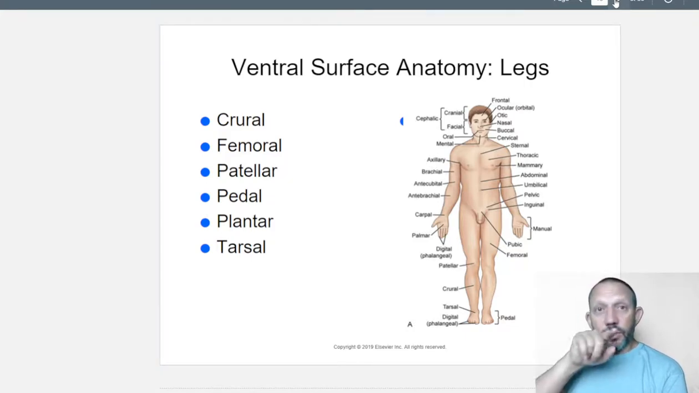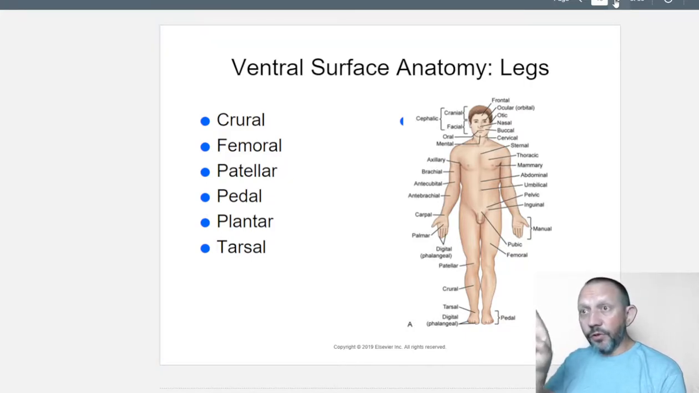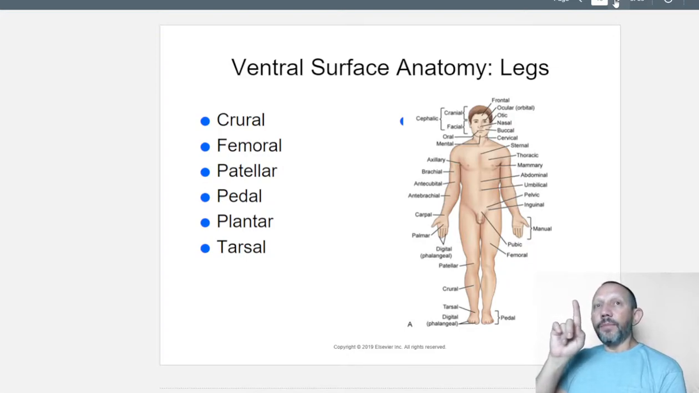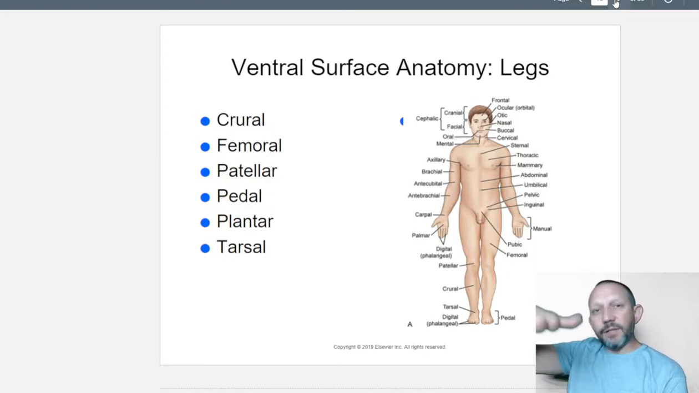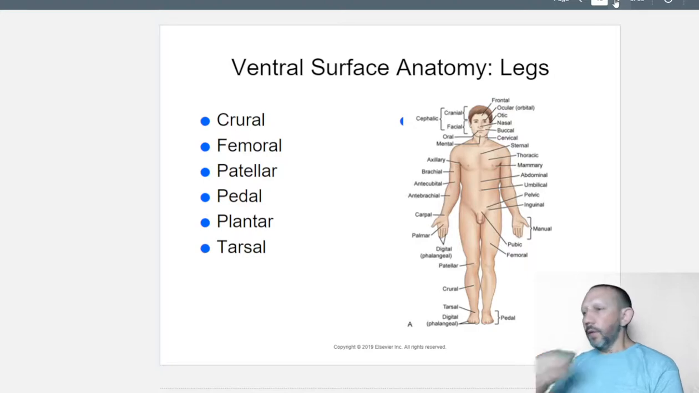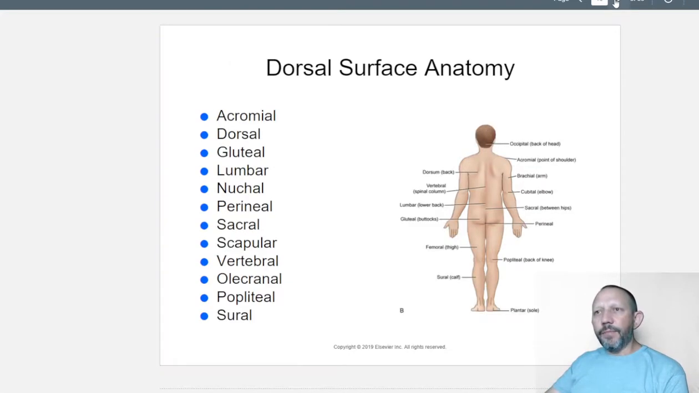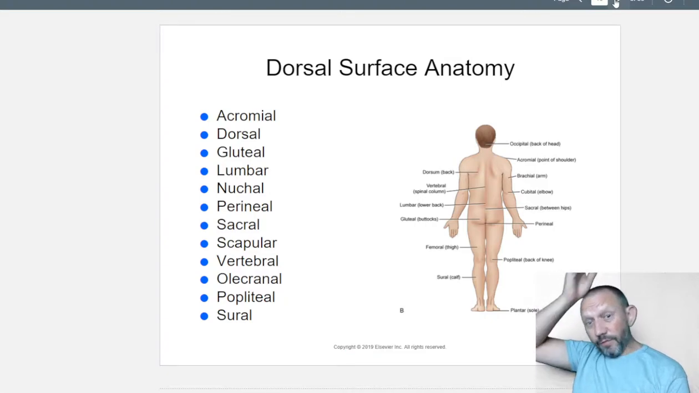Now here, this is a little different. Look at this one. If we look right up here, crural is on the front of the shin, okay? Femoral, thigh. Patellar, knee. Pedal, foot, like you press the pedals, right? Plantar, you walk on plants. That's the bottom of your foot. And then tarsal, that's the ankle. When you step in tar, it goes all the way up to your ankle. Let's think of it that way. Kind of an easy one. Dorsal surface is the backside, like the dorsal fin of a shark, right?